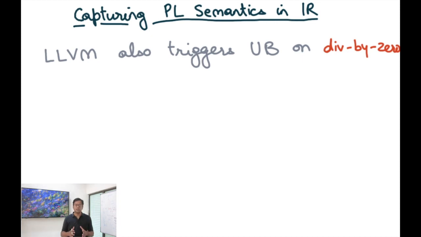Finally, everything that we have discussed so far is at the programming language level, but most of our transformations, like all the optimizations that I described in the previous slides, are usually done at the intermediate representation level. So how does one capture the PL level semantics at the IR level? First of all, you add instructions to your IR which mimic the behavior of the instructions in the C language. For example, LLVM also has a divide instruction or divide opcode, and that can also trigger UB. So LLVM also has its own UB semantics, and LLVM's code will also trigger UB if you do a divide by 0.